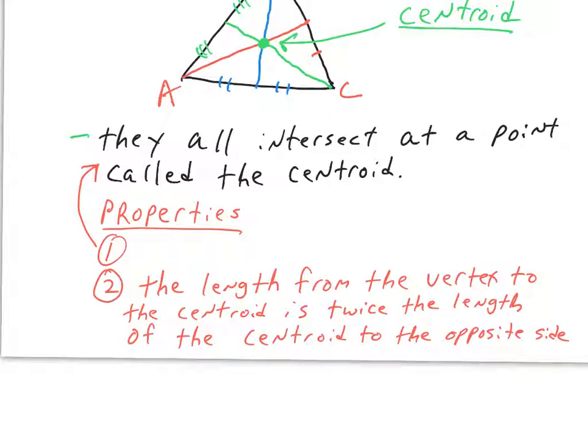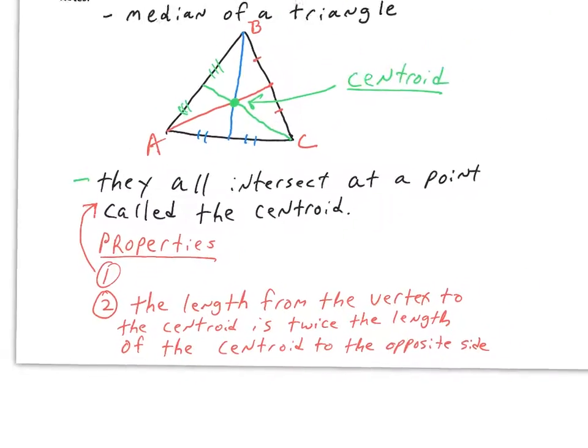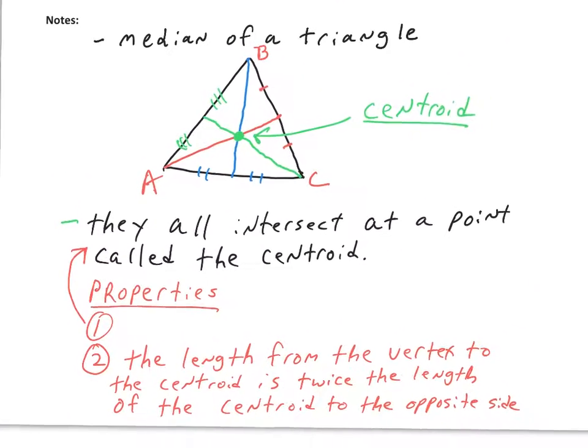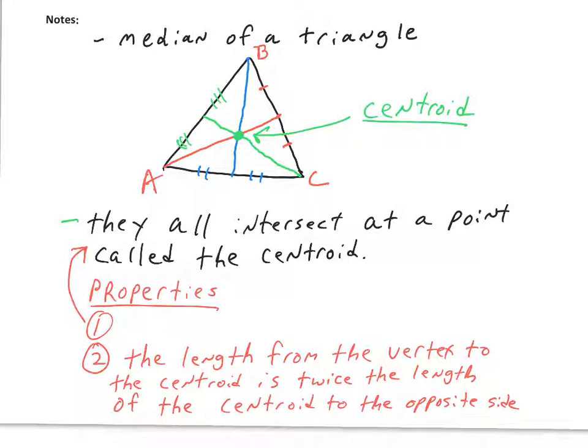Okay, so let's go back up and look at our picture and see kind of how that works. Alright, so let's look at the median that's running from vertex A to side BC. So if we take from A to the centroid, let's say it's going to be 6, then by that second property, if we go from the centroid to side BC, it's going to be half of 6, which is 3. So the total distance is going to be 9.